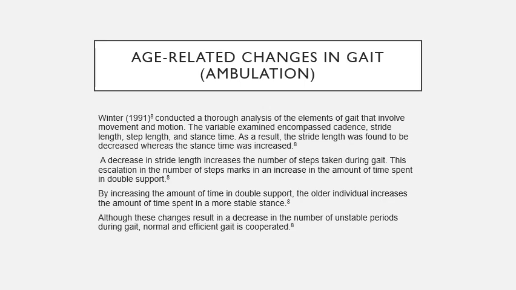Winter conducted a thorough analysis of the elements of gait that involve movement and motion. The variables examined encompassed cadence, stride length, step length, and stance time. As a result, the stride length was found to be decreased whereas the stance time was increased. A decrease in stride length increases the number of steps taken during gait. This escalation in the number of steps marks an increase in the amount of time spent in double support. By increasing the amount of time in double support, the older individual increases the amount of time spent in a more stable stance. Although these changes result in a decrease in the number of unstable periods during gait, normal and efficient gait is maintained.